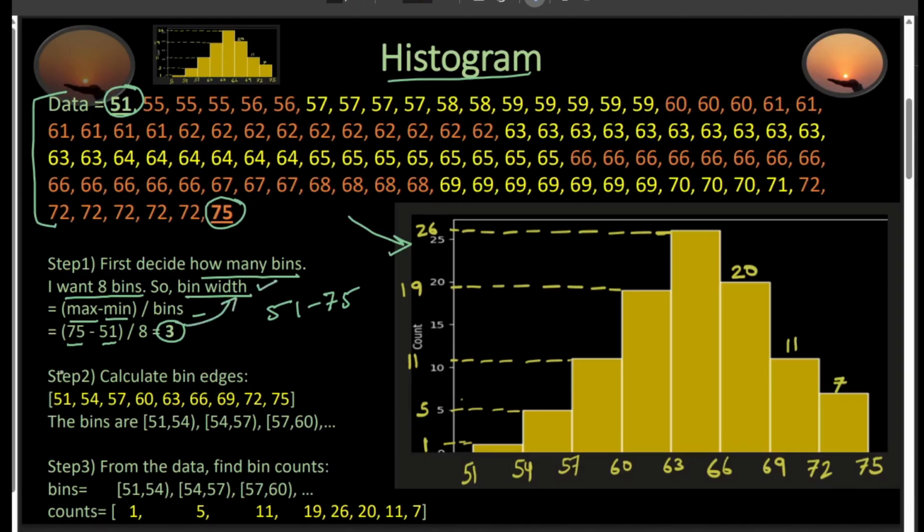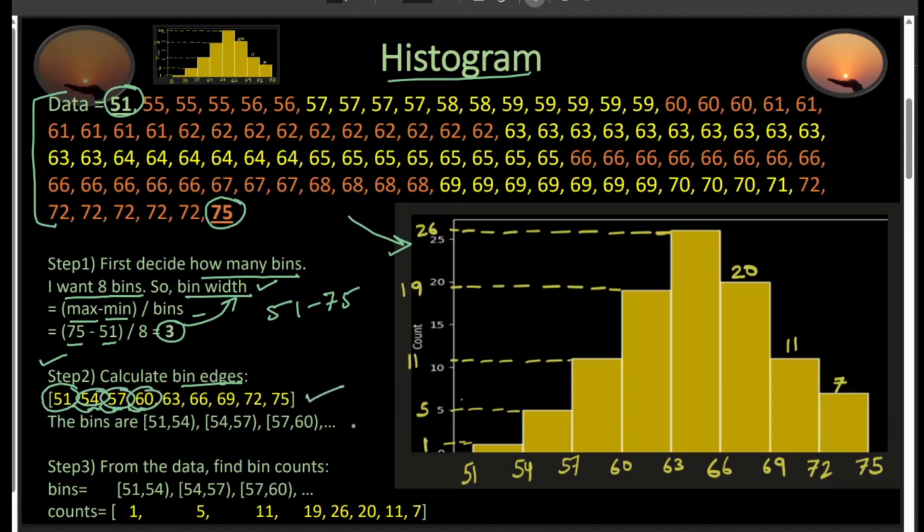Now let's do step number 2. You are going to calculate the bin edges. You start with 51. That's the first thing you do. You already know your bin width is 3, so you add 3 to that and you get 54. Then you add another 3 to that and you get 57. You just keep going like this: 60, and so on. These are your bin edges.